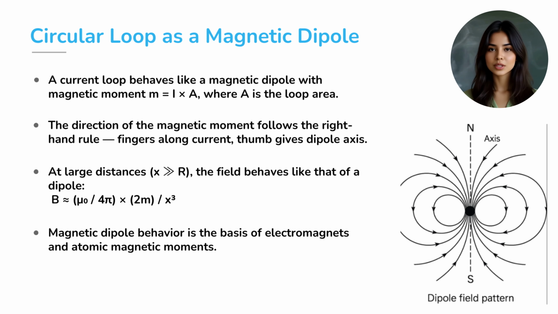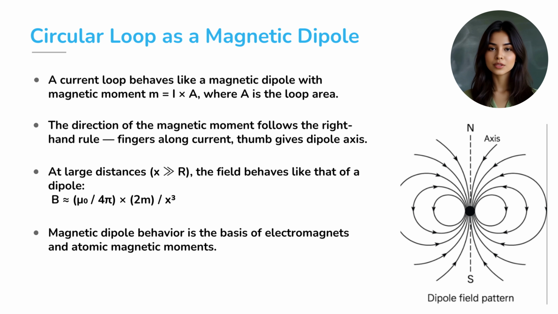Here's a deeper insight. A circular current loop behaves like a magnetic dipole. The loop has a magnetic moment m, given by I multiplied by A, where A is the area of the loop. And just like electric dipoles, magnetic dipoles have a characteristic field pattern. The direction of this magnetic moment follows the right-hand rule. Curl your fingers along the direction of current and your thumb points in the direction of the magnetic moment.